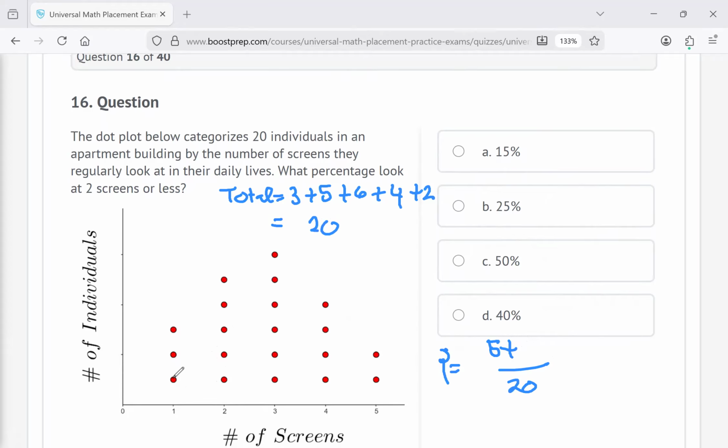How about screen 2, 3? So 5 plus 3 is 8. 8 out of 20, and then times by 100, get your percentage. So 8 out of 20 times it by 100, you get 40%.